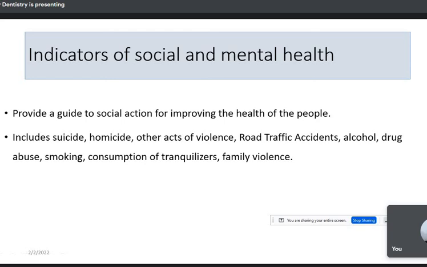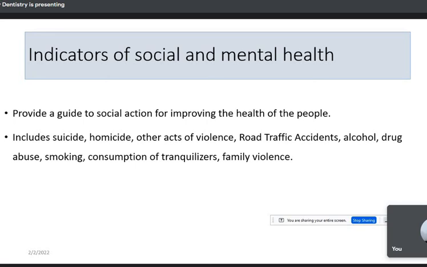So we all know the definition of health. Health is not only about physical health. It's not only being healthy or being free from disease. There are many aspects of health. There is the social and mental aspect also: social, mental, spiritual, emotional. There are a lot of dimensions we studied last time. So when you want to see the social and mental health, how will you know?